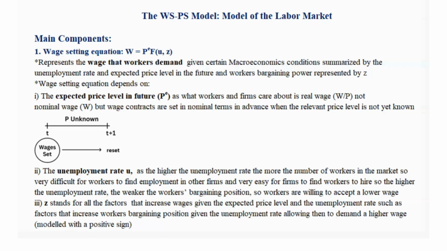The third factor we can see in the wage setting equation is a catch-all variable Z, which stands for all factors that increase wages given the expected price level and the unemployment rate. Now, this will include factors that will increase the workers' bargaining position given the unemployment rate, allowing them to demand a higher wage. Now, the way we model Z is with a positive sign, which essentially means that Z includes all such factors that an increase in that factor will represent an increase in the wage demanded by workers.